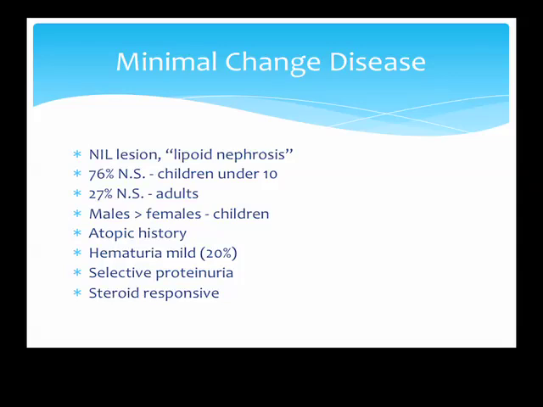As I mentioned earlier, often there's an atopic history in patients who present with nephrotic syndrome due to minimal change disease. Patients with minimal change disease have relatively little, if any, red blood cells in their urine, and they tend to have a very selective proteinuria where they excrete just albumin, which is the smallest of the proteins that are usually secreted into the urine in patients where there is loss of protein. Generally, minimal change disease is very steroid responsive, although not always.